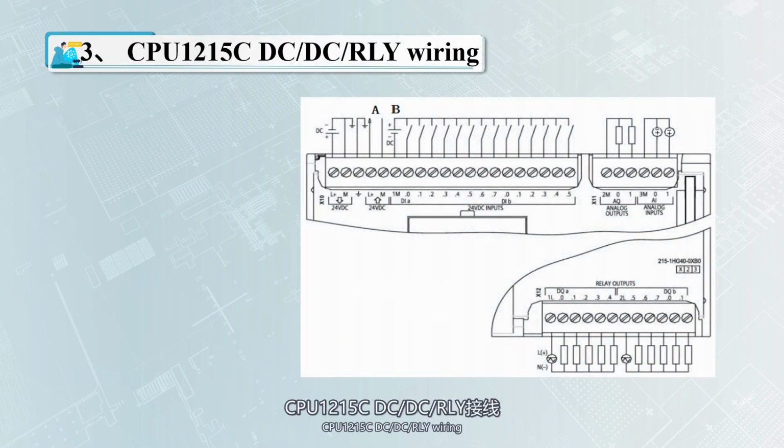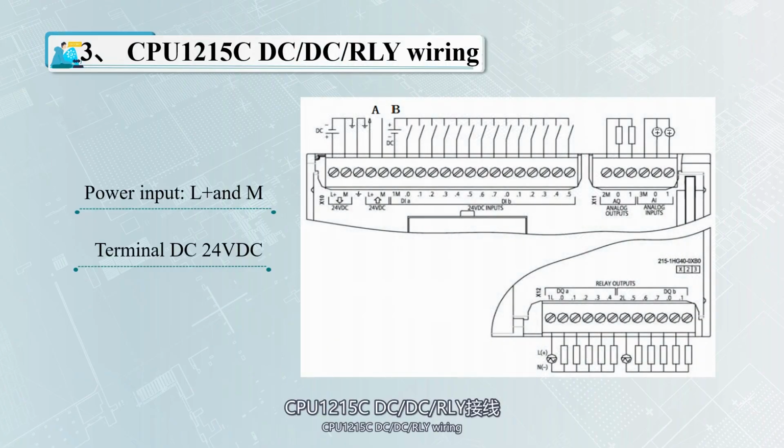CPU 1215C DC/DC/RLY wiring. Compared to the AC-DC/RLY type, the input power supply is different and all other connection terminals are the same. Power input DC 24 VDC at L+ and M terminals, grounded at P terminal, and the polarity of the power supply cannot be reversed, otherwise the power module will be burned out.